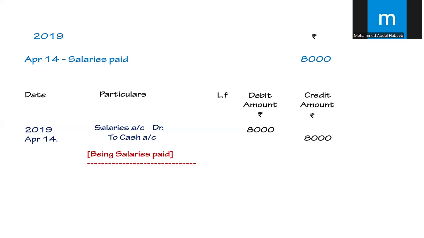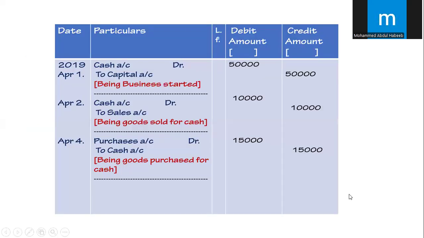So these were the transactions which we have discussed individually. This is how our solution should appear. The heading will be taken as journal entries in books of Dinesh. The format for journal entries is date, particulars, LF, which stands for ledger folio, debit amount rupees, credit amount rupees. These transactions, journal entries. So this is how our solution should appear.